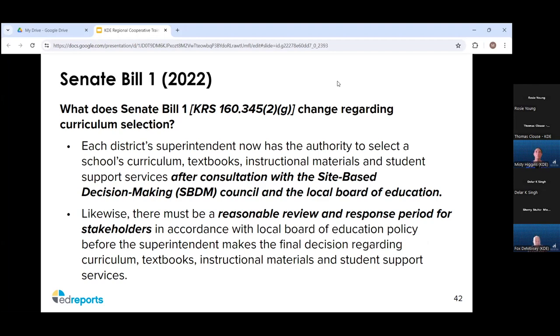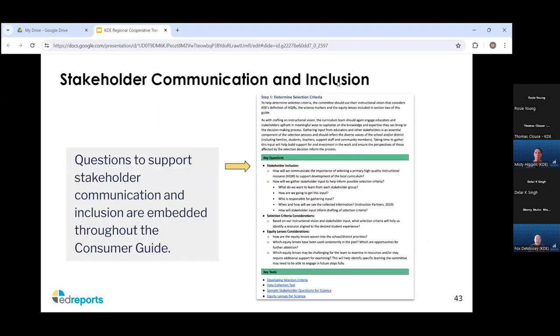And it also calls for a reasonable review and response period for stakeholders throughout the process. So that stakeholder engagement piece has to be there. So in order to support districts in really adhering to Senate Bill 1, considerations for stakeholder inclusion and communication, you'll find them embedded throughout the Consumer Guide, with guiding questions for each step where inclusion and communication show up most critically.